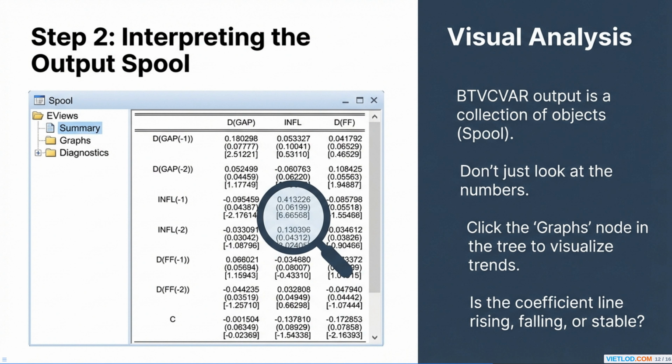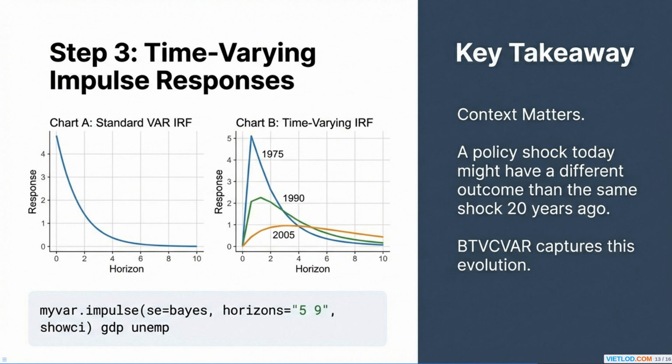The output of a BTVCVAR estimation is not a simple table, but a collection of objects called a spool. The summary view shows the average posterior coefficients over the entire sample, which can be a useful starting point, but misses the main story. The real power comes from visualization. Don't just look at the numbers. You should click on the Graphs node in the spool object tree. This will generate plots of the time-varying coefficients, allowing you to visually analyze their trends. You can see if a coefficient is rising, falling, or stable over your sample period, which is the key insight from this model.